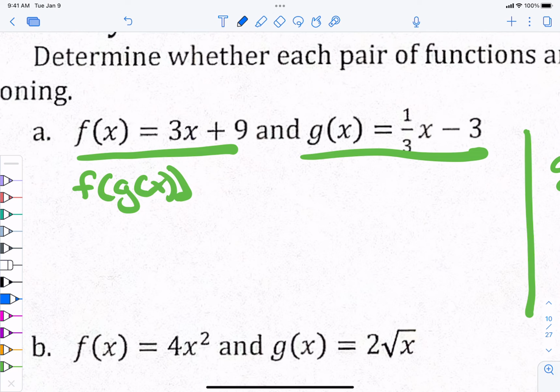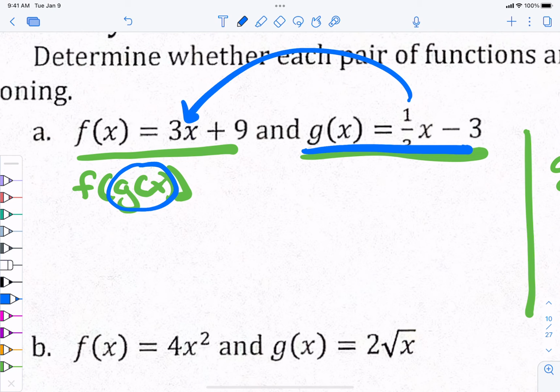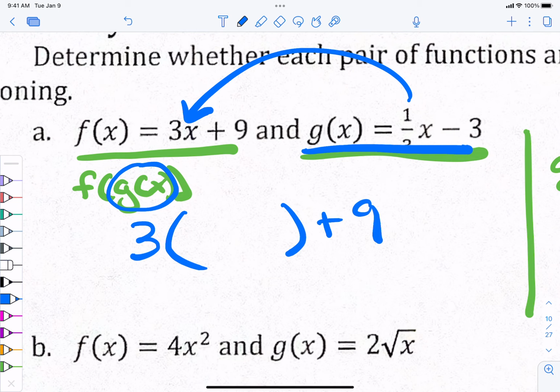F composed of g of x. Which one is the inside function? G of x. He gets stuck inside of the f function. So we're going to plug him in right there. So the f function was 3x plus 9, right? And instead of doing 3x plus 9, we're going to stick that other stuff inside of there, which is 1/3 x minus 3. That's going in there.